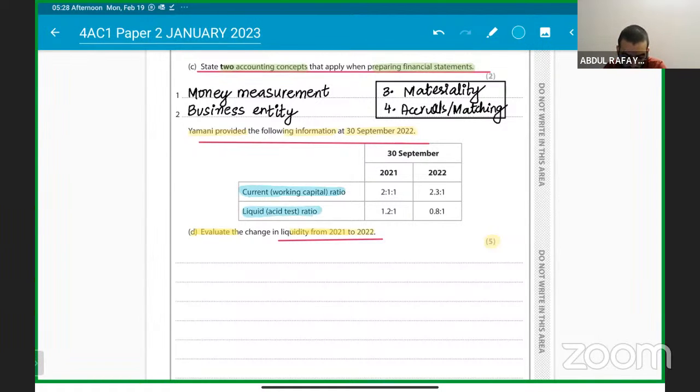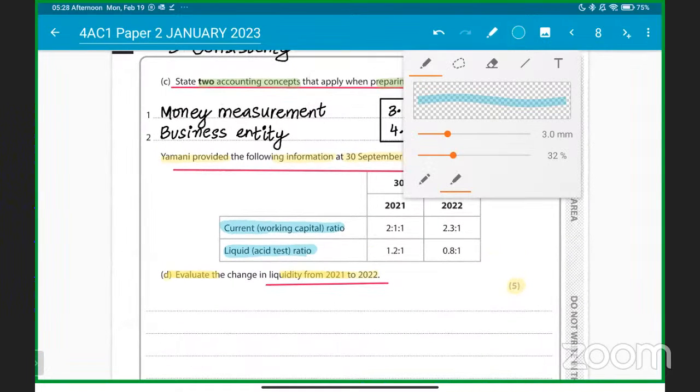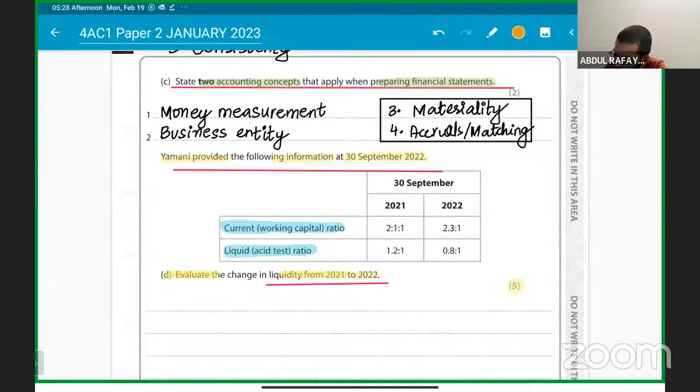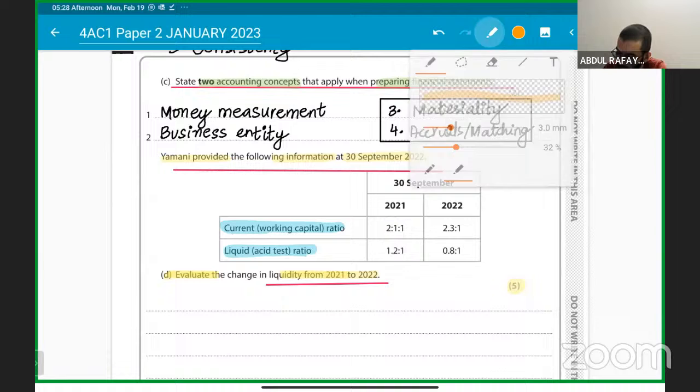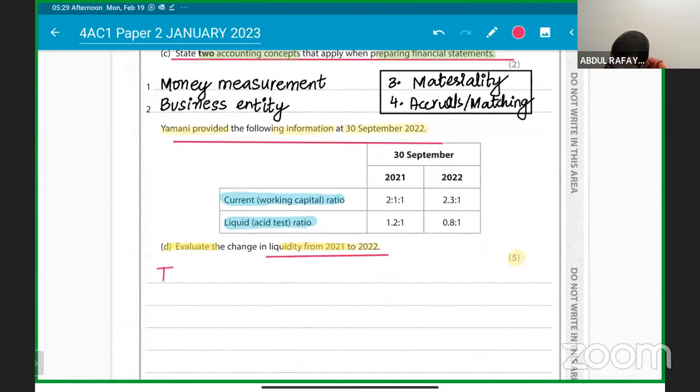Getting it clear? It's the same perspective: 4 marks are for writing whatever reasons you think it has improved or worsened, and 1 mark is for the decision. So the current ratio is going from 2.1 to 2.3. The current ratio is improving. If we talk about the current ratio first, the current ratio has increased.